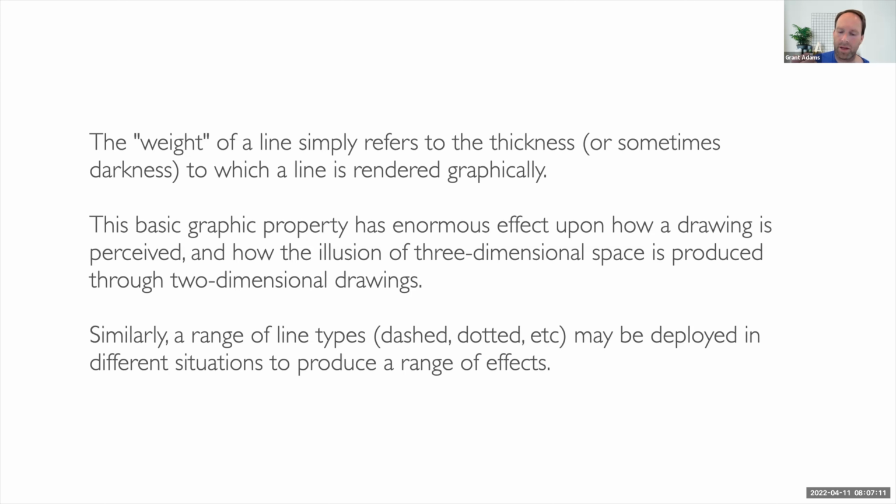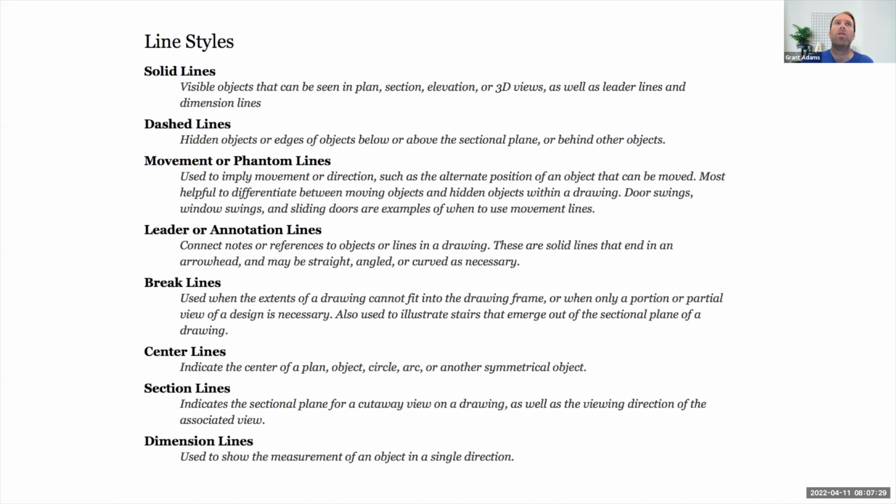You can illustrate a depth or a three-dimensionality. You can also showcase what's happening. So if you use a different line type, for example a dashed line or a dotted line, it might mean something when we look at the overall drawing. As you get better at drawing, using these line weights can make a big difference. Solid lines are things that are visible. They're plans, section, elevation, 3D views, dimension lines, leader lines, etc.